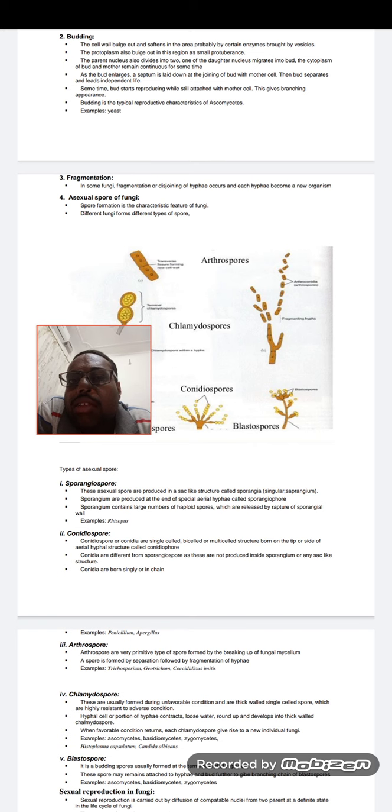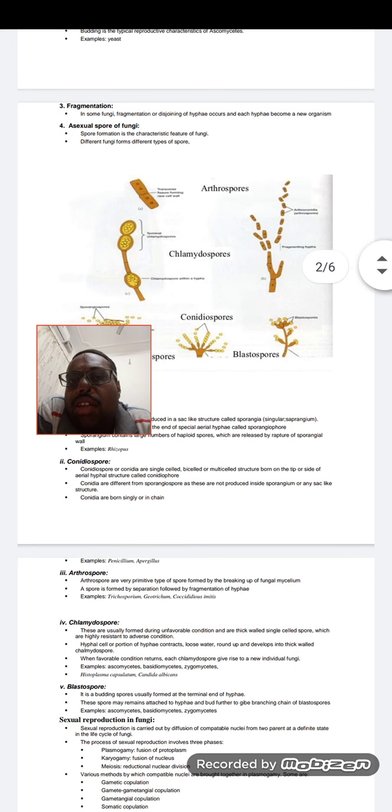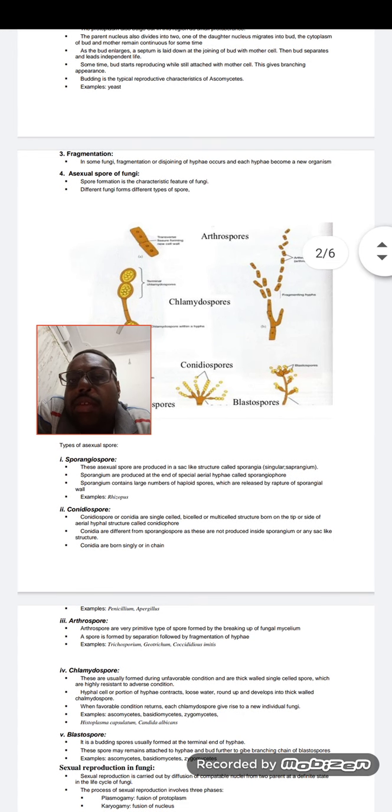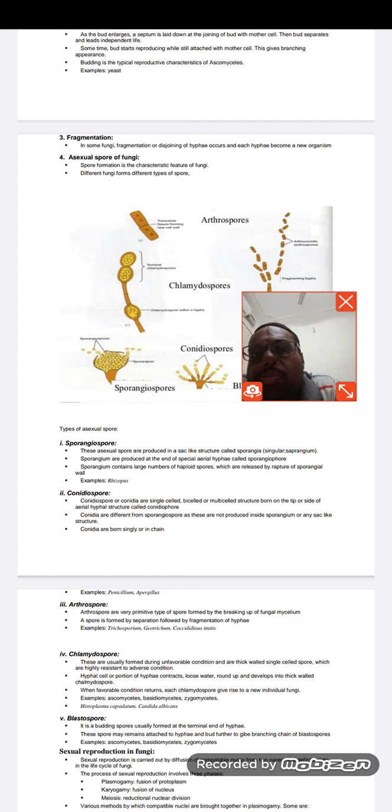Apart from that, fungus reproduce by spores. In the spores, these fungus are reproducing by many different sporulation methods. That is also an asexual method of fungal reproduction. If you see the picture here, you can see chlamydospore, conidiospore, blastospore, arthrospore, many things. So we will go one by one.